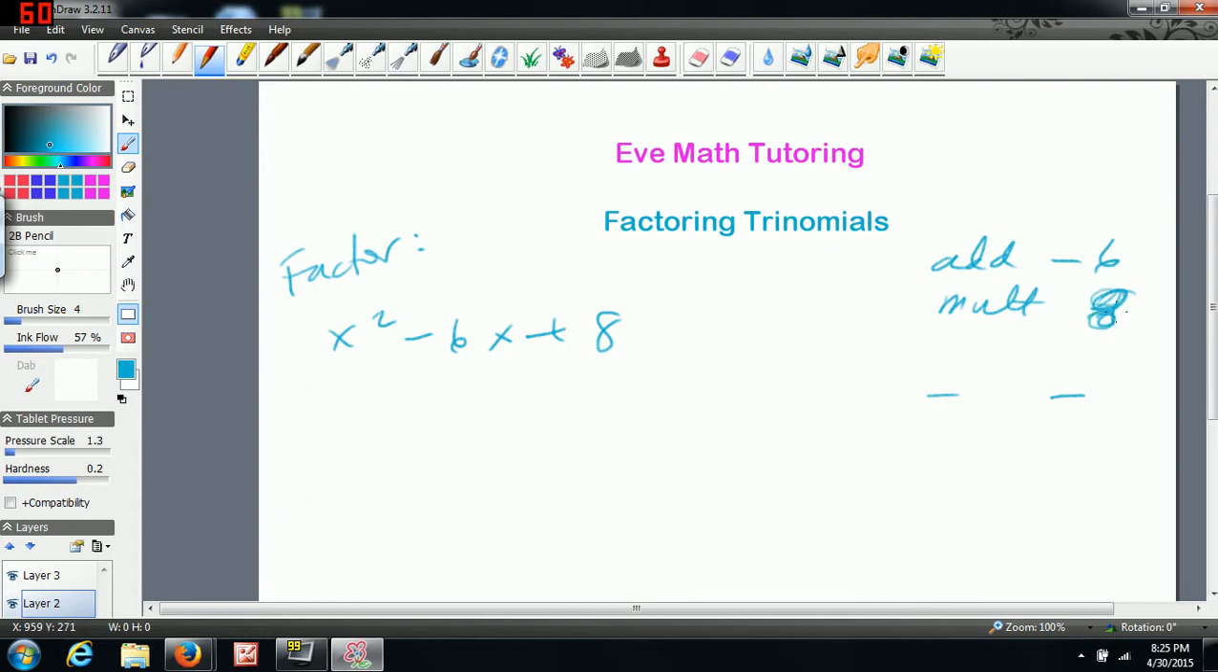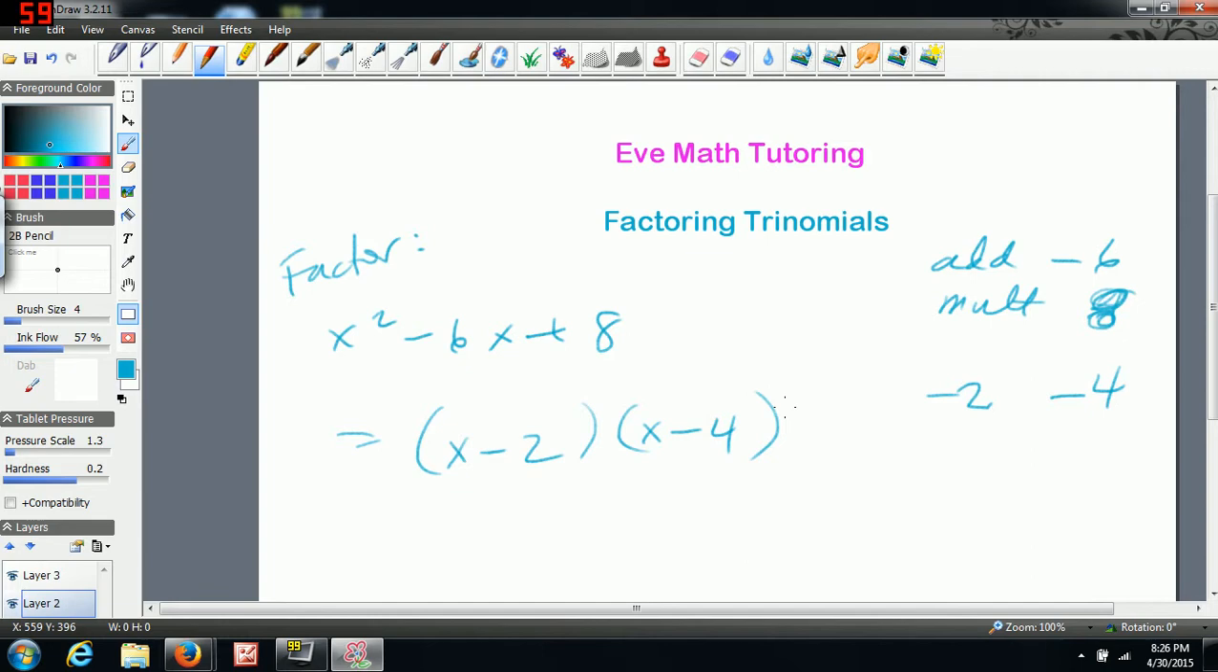Well, if I think of multiples of 8, I have 1 and 8, but that doesn't add to 6. And they both have to be negative, so I think, okay, 2 and 4 multiply to 8, and yes, negative 2 plus negative 4 is equal to negative 6. So those would be my answers, okay? Then you would go ahead and put them in. So it would be x minus 2 and x minus 4. That would be your answer there.